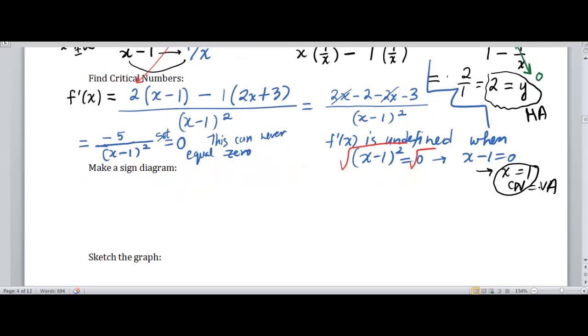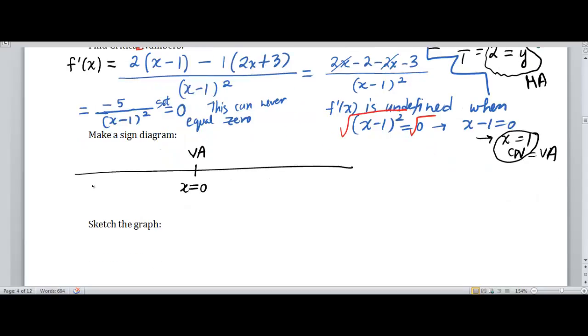Let's make the sign diagram now. Okay, x equals 0. Now instead of putting the horizontal arrow that I did above, we're going to put vertical asymptote because we want to indicate that the graph does not exist there. And then let's find the test points. Let's plug in -1. Now remember, you're making a sign diagram for the first derivative, so you're plugging these into the first derivative, not into the original function. Okay, -1 and f prime of 2.